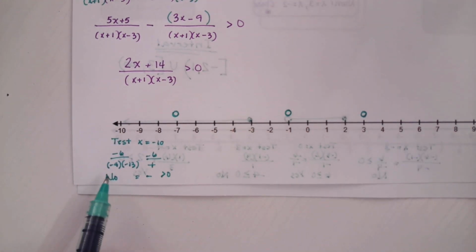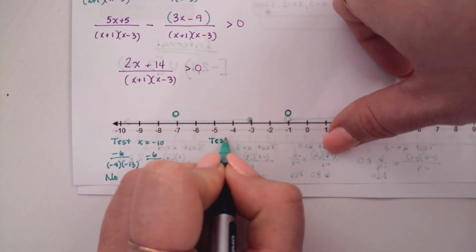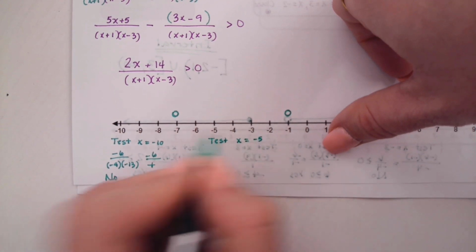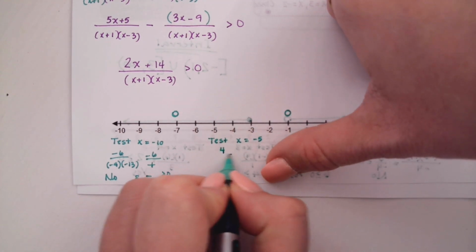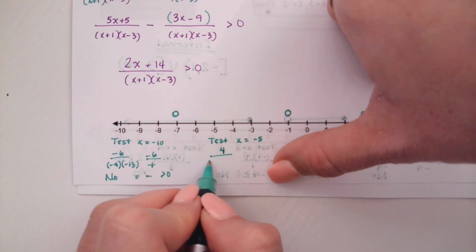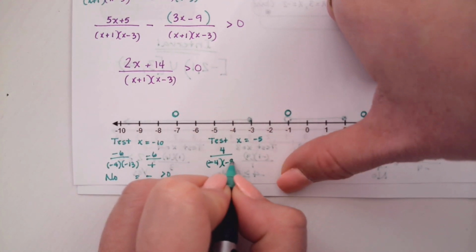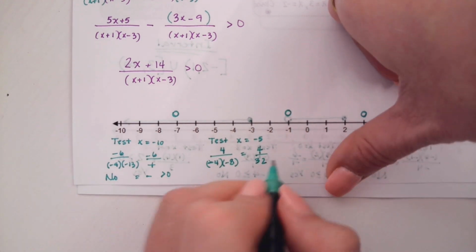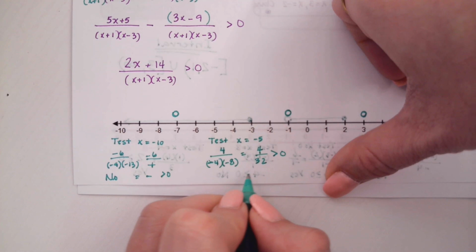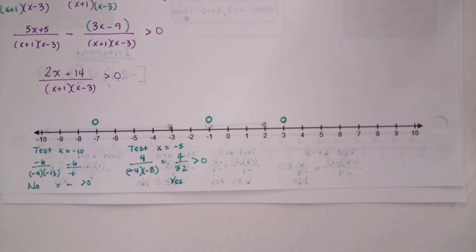Okay. In between negative 7 and negative 1, let's try negative 5. 2 times negative 5 would be negative 10, and negative 10 plus 14 is a 4. On the bottom, negative 5 plus 1 would be a negative 4, and negative 5 minus 3 would be a negative 8. So that's 4 over 32, which is a positive number. Is that going to be greater than 0? Yes. It really just matters whether it's positive or negative.